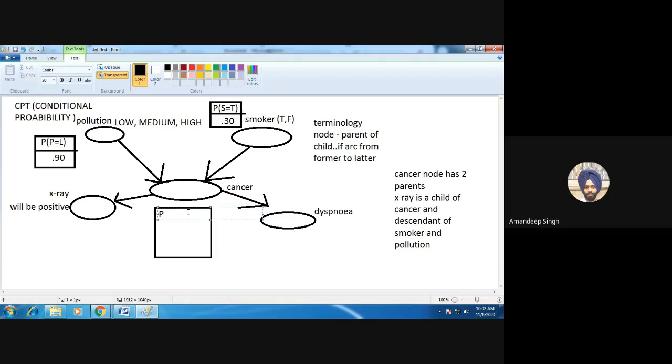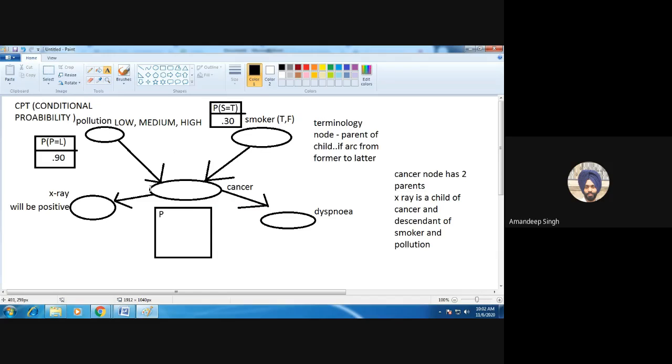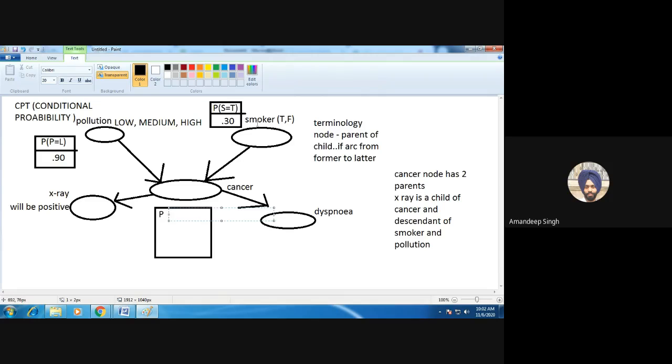Pollution, that is, this cancer node is having the parent nodes also, na? One is the pollution node, that is P, and one will be this smoking node, that is S. And here you will be computing the probability of cancer being true, given this pollution and smoking node values.